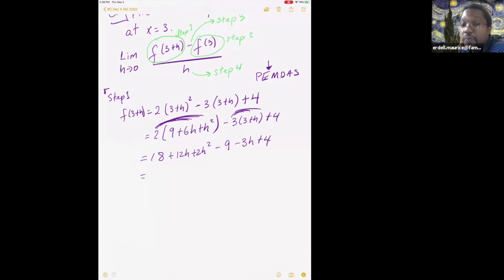I now group like terms together. I have a 2h squared. I have a 12h and I have a -3h, so those will combine to give me a positive 9h. And then I have an 18, a -9, and a -4. 18 minus 9 is 9. 9 plus 4 is 13. And that, my friends, is the end of step number 1.